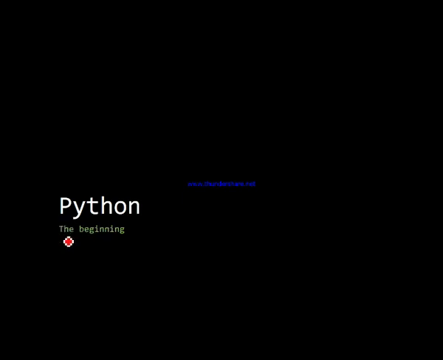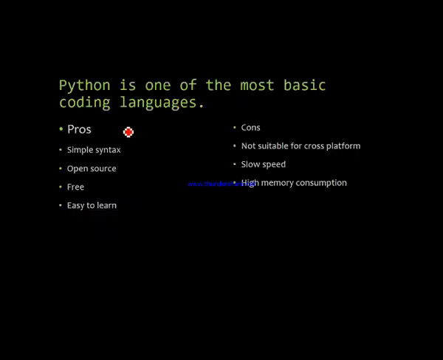Python. Python is the beginning. The term the beginning here means it's the most basic language. It is taught in schools so that you can learn programming. It's like the first step for learning programming. In most of these schools, I can say for everyone, every school might have different languages. And so the pros: it has simple syntax. It is open source, free, and easy to run. These are the reasons for which it is taught in many schools.